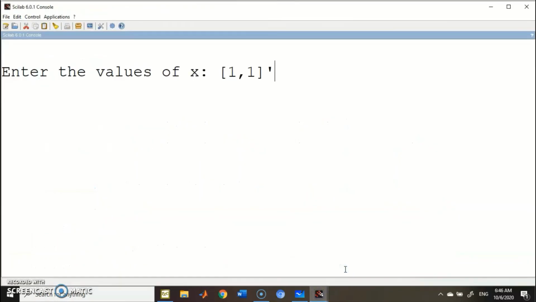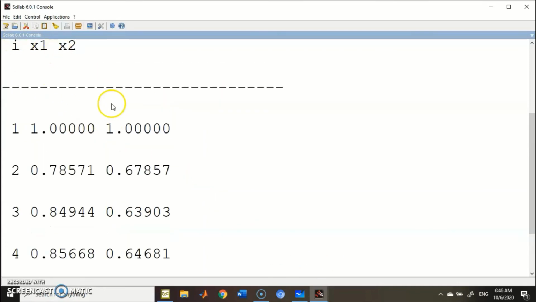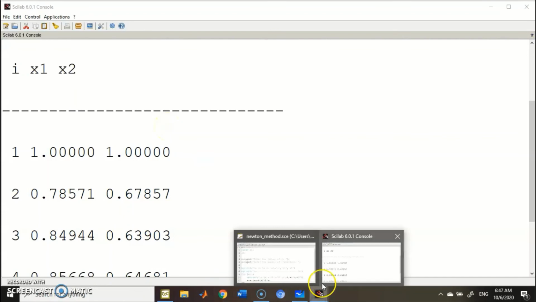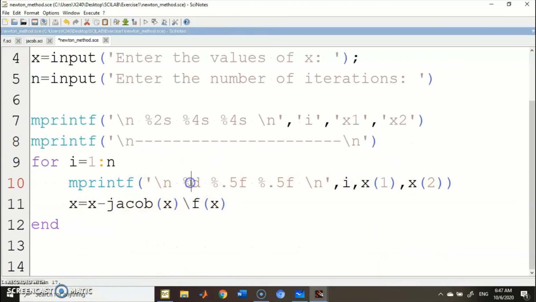Okay, enter the values of x, number of iteration 5. Okay, there you go. See that? We have x1, x2, and it's not arranged properly, right? So now we can fix it. It's easy to fix this. So just go to here, put 4 in the front, which means 4 spaces. Okay, this is too long, so I'm just going to remove it. Okay, 2 spaces, 4 spaces, and 4 spaces.